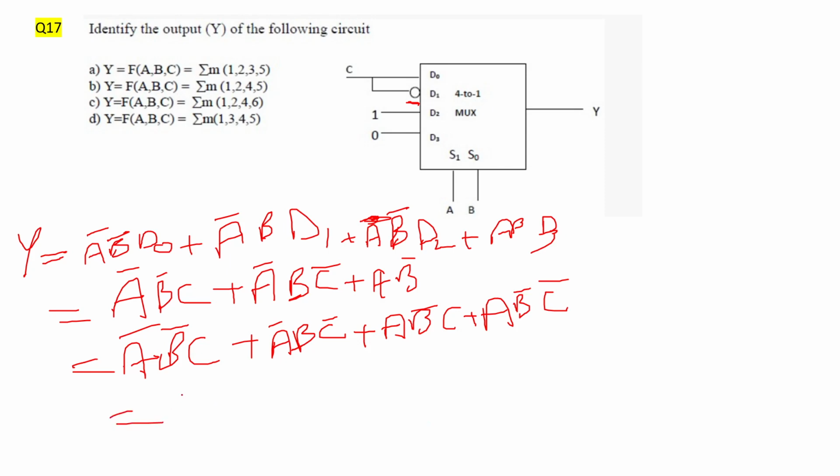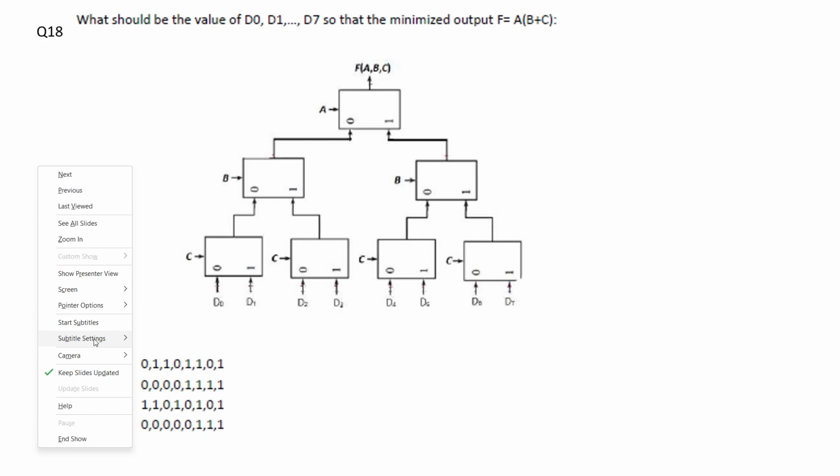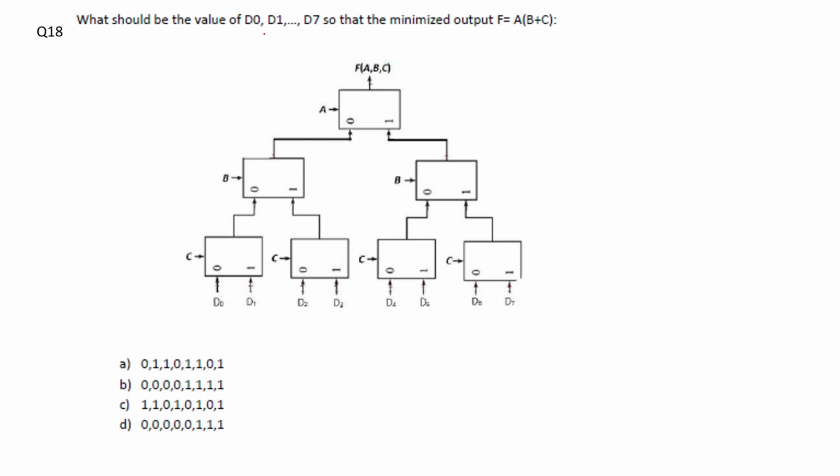So this is the sum of minterms 1, 2, 4, 5. This is 1, this is 2, this is 4, and this is 5. Sum of minterms 1 2 4 5, right? Now question 18. What should be the value of D0, D1, and so on up to D7, so that the minimized output is F of A B plus C?